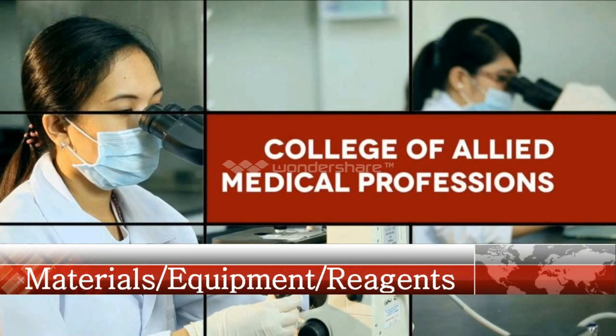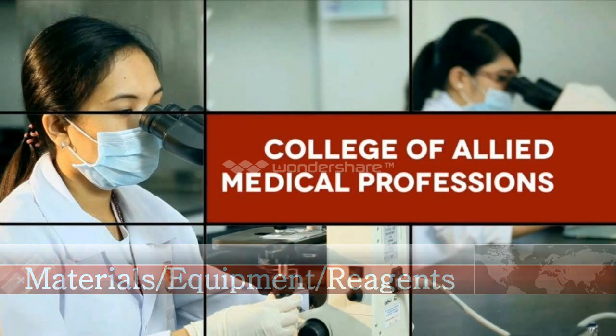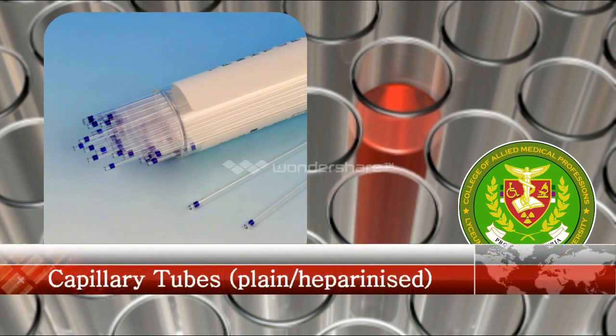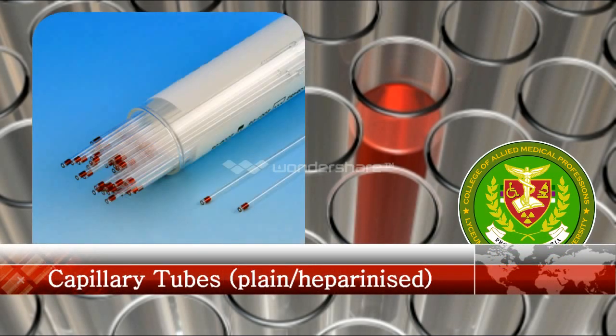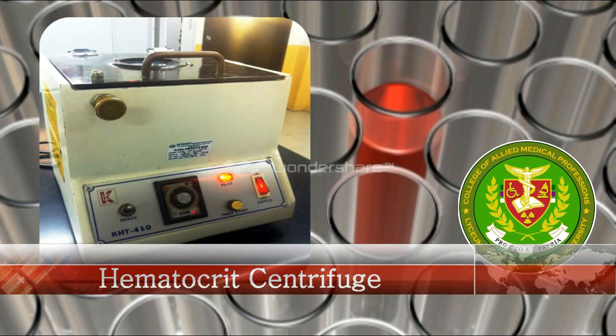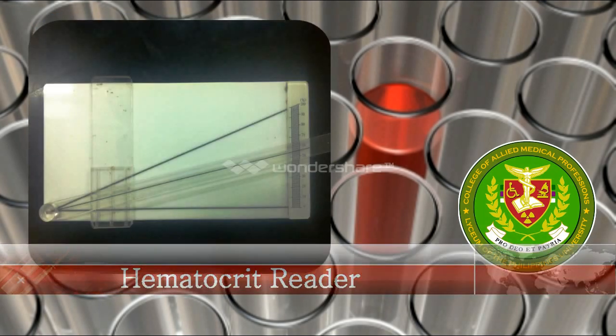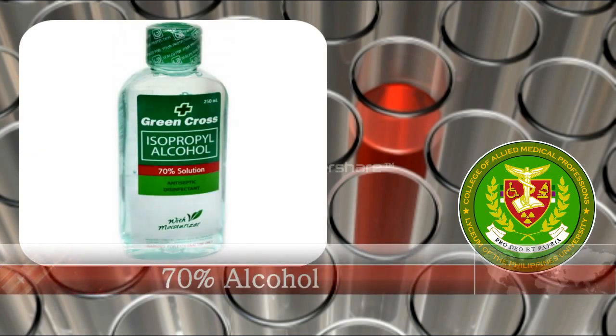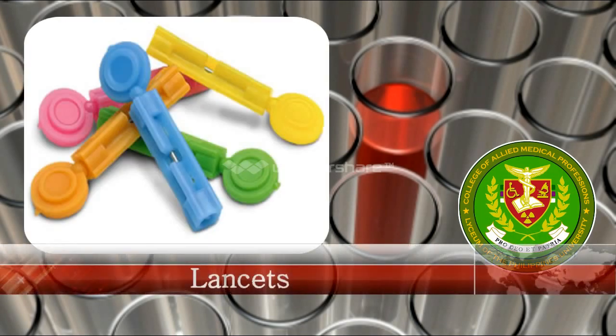Our materials and equipment, together with the reagents for this experiment, are the following. Capillary tubes, which can be plain or heparinized. Hematocrit centrifuge, hematocrit reader, sealing clay, 70% alcohol, and lancets.